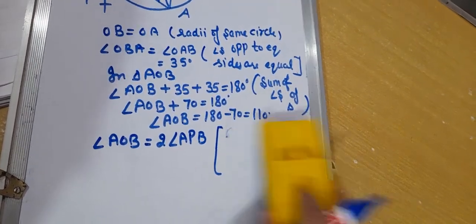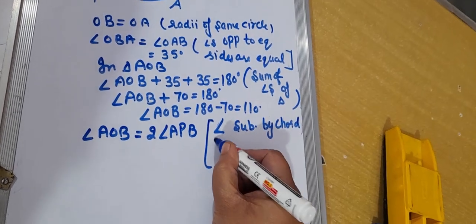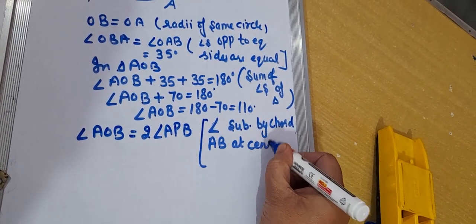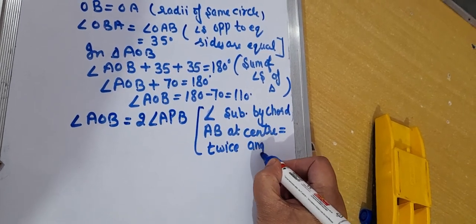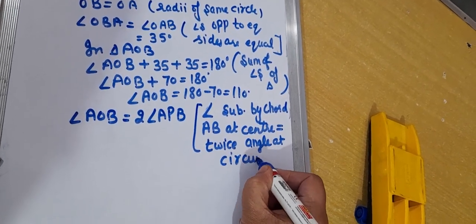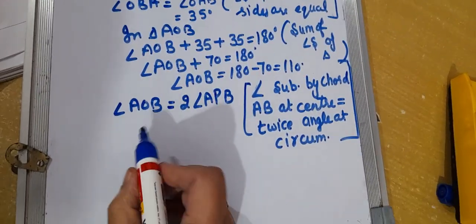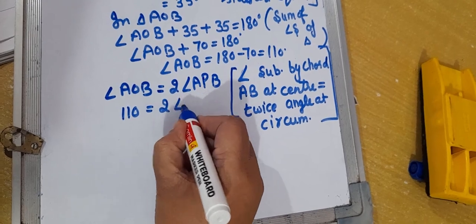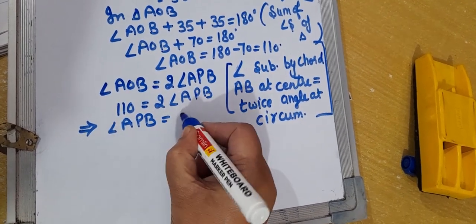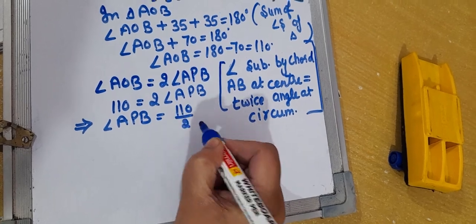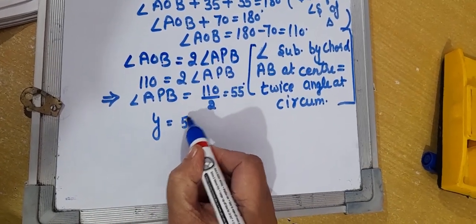So write the property in bracket: angle subtended by chord AB at center is equal to twice the angle at circumference. So angle AOB we have calculated 110 degrees. So 110 equals 2 angle APB. From here angle APB equals 110 upon 2, 55 degrees, and APB is nothing but Y. So Y equals 55 degrees. This is our first answer.